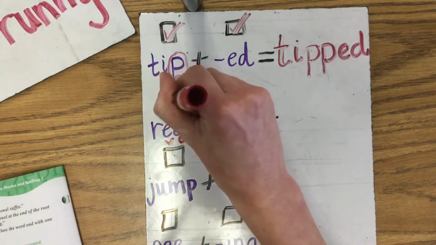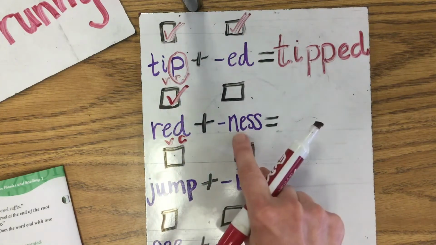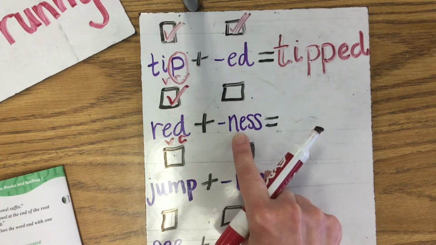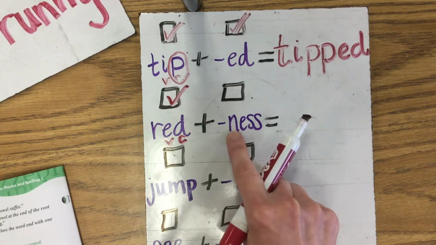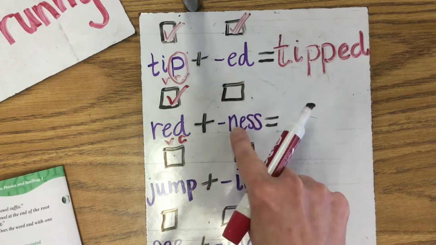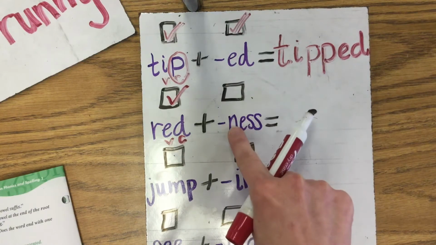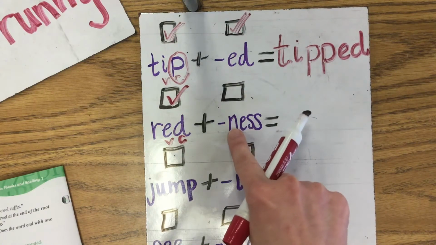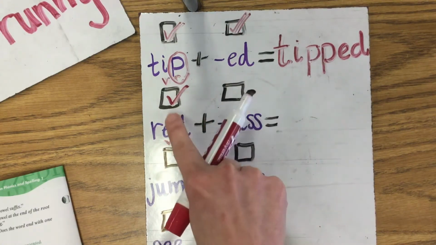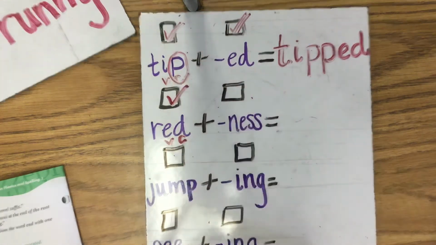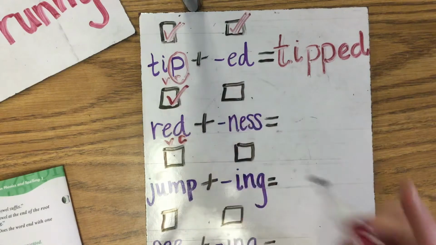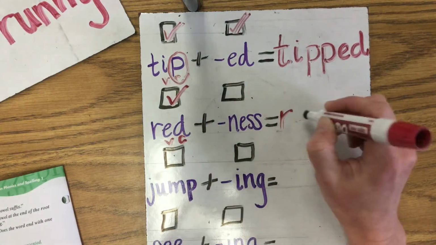Yes, we do. We're going to put a check. Then we're going to look at our suffix. Is our suffix a vowel suffix or a consonant suffix? This suffix is a consonant suffix. So this one we will not put a check. We only put a check if it is a vowel suffix. So in this pair we only have one check. If you do not have two checks, you will not double. So one check, you're just going to slap it together.